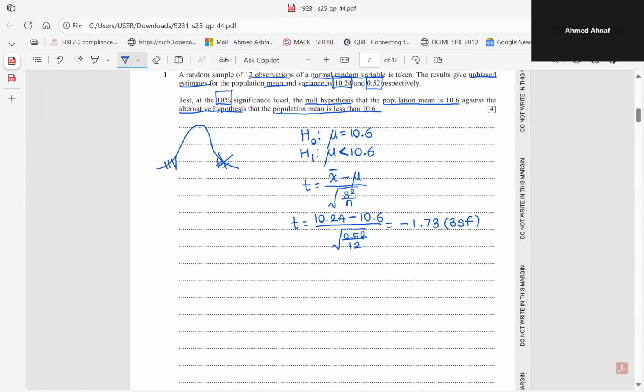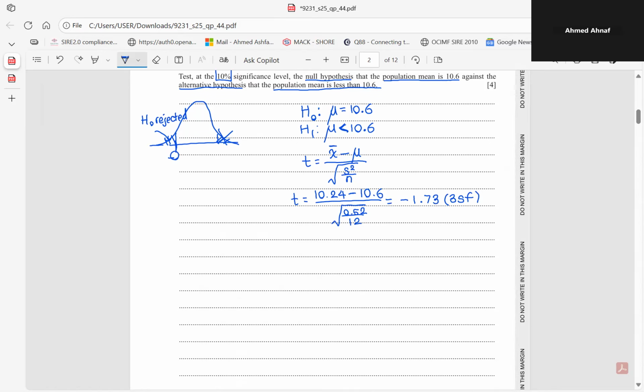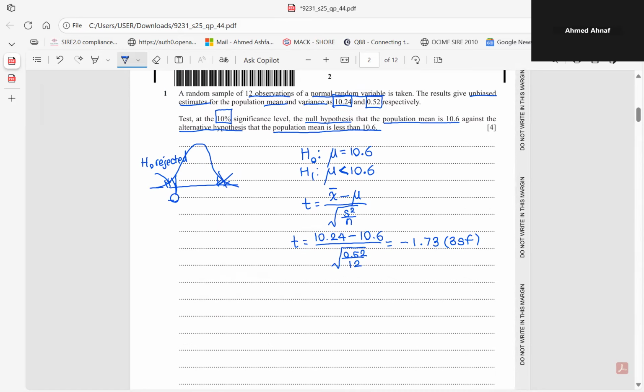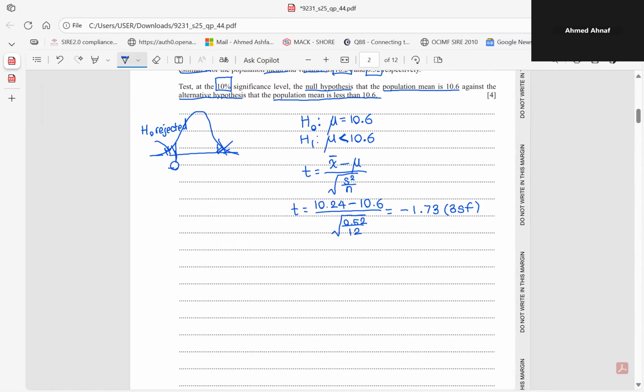All right, now we are going to take our critical value as this value, and this value is going to be negative. If our test statistic is less than this critical value right here, this is the region where we have to reject our null hypothesis. All right, so let's find our critical value.